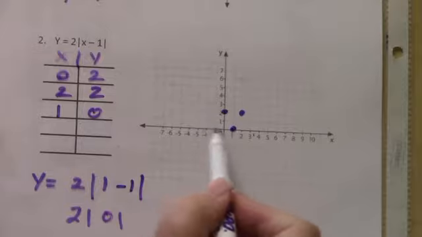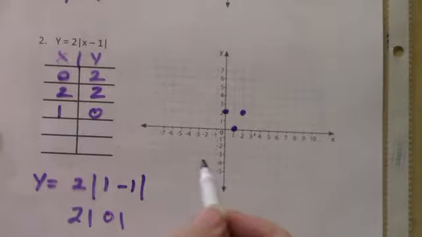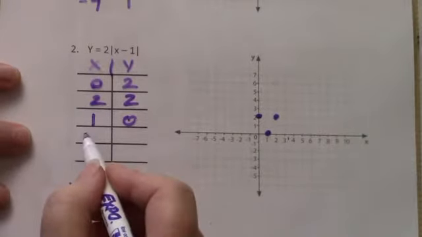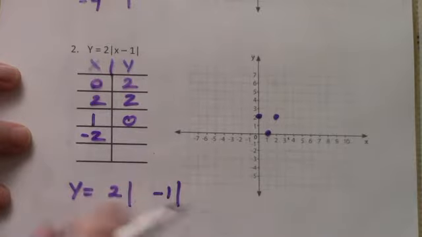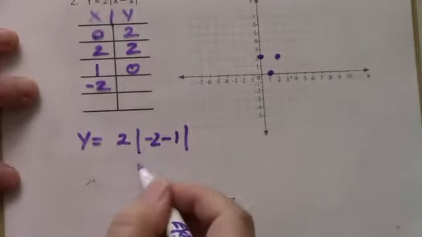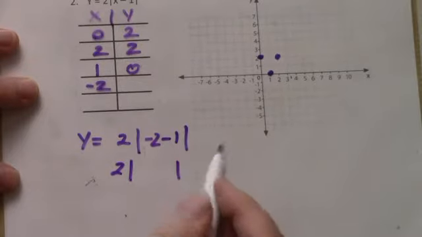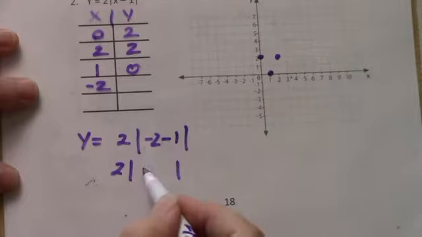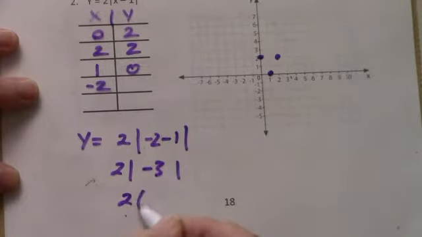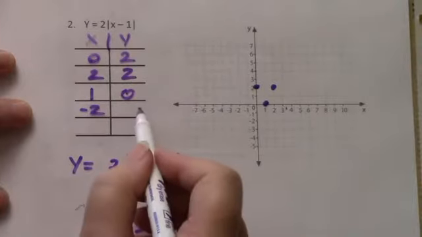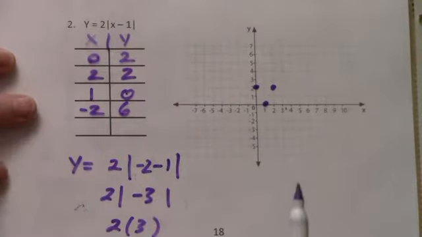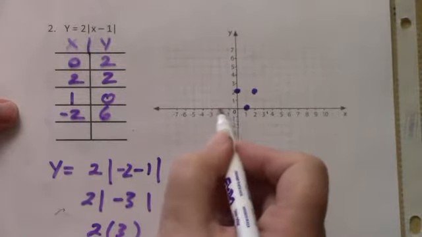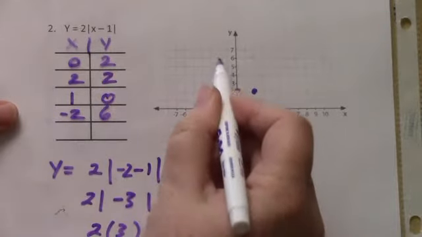All right, well, let's test something over here. Let's test negative 2. Let's see where that's going to go. So x now is negative 2. 2 times the absolute value of negative 2 minus 1 is negative 3. The absolute value of negative 3 is 3. So 2 times 3 is 6. So we're going to put a 6 here. So that gives us when x is negative 2, y is 6.